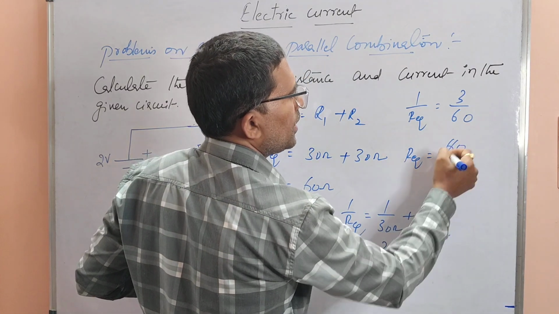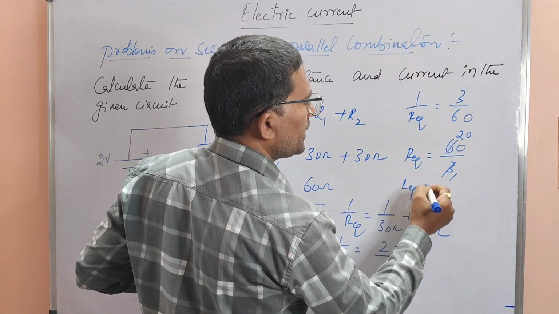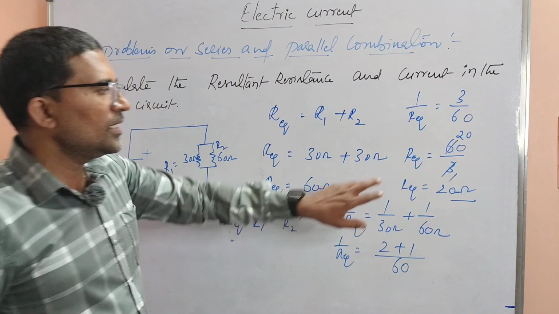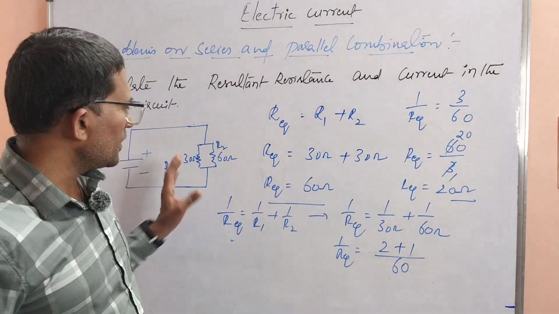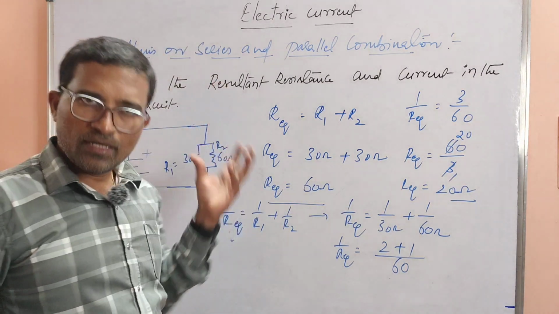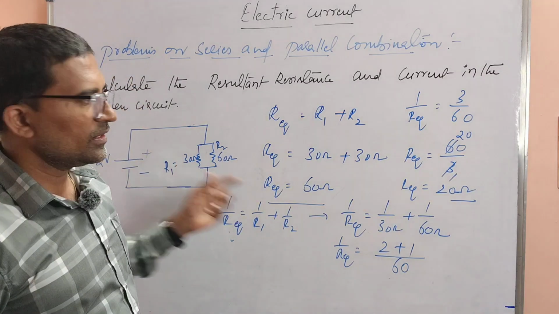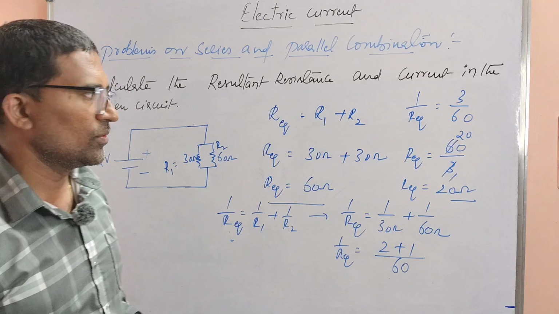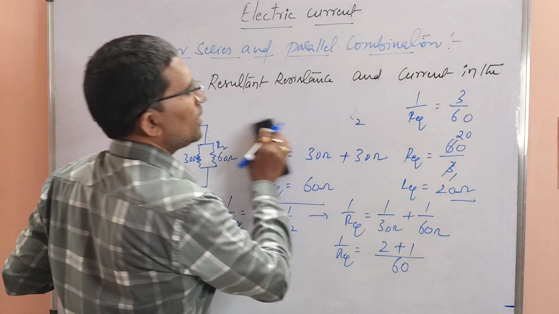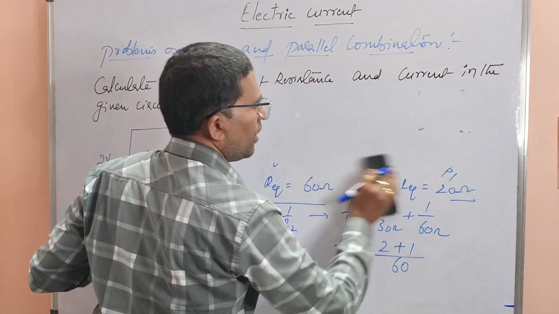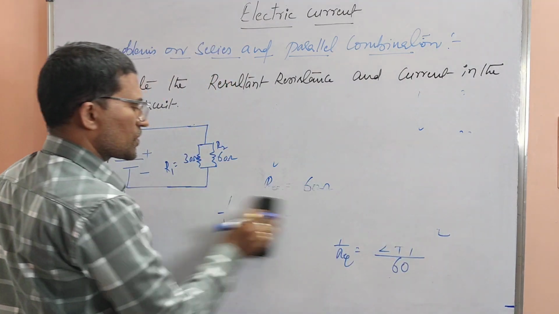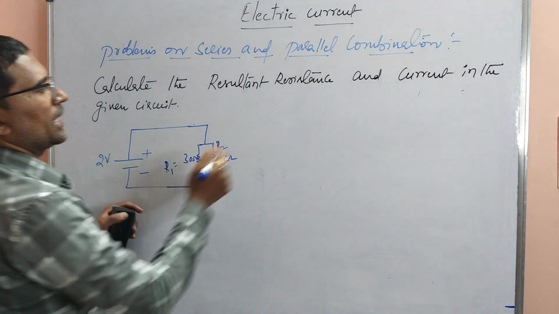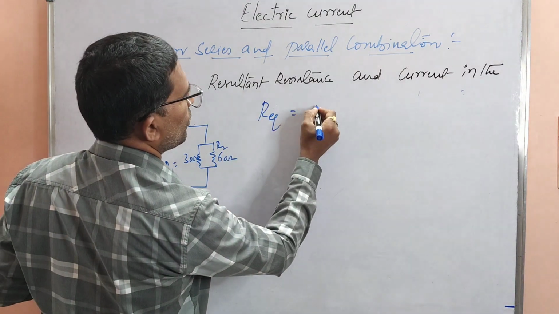Three ones are three, three twos are six. So R equivalent or resultant resistance is 20 ohm. Now we have the equivalent resistance of the 3 resistors connected according to the given diagram. R equivalent is equal to 20 ohm. We got the total resistance in the given circuit, the resultant or equivalent resistance, R equivalent is equal to 20 ohm.